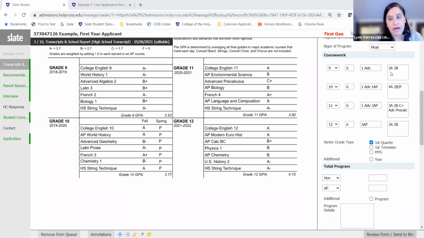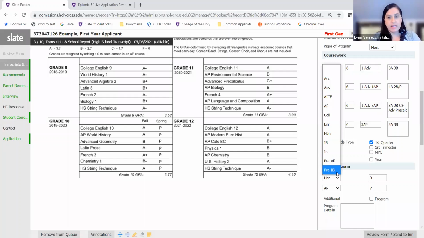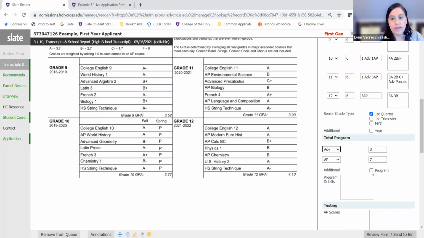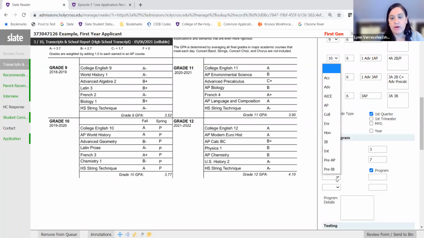This one's nice and clean. And now that we filled this in, what I would do here is sum up what we would consider the more rigorous courses a student has taken. Honors and AP are most common, but in this case, I would just change this to advanced. And in some cases, a student might also have some IB courses or some college courses. We can add those things as well.